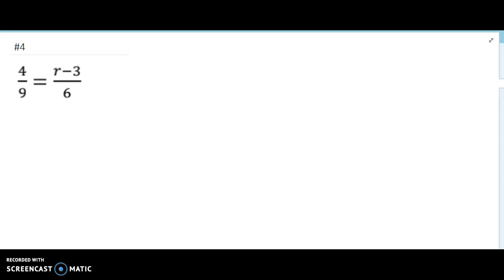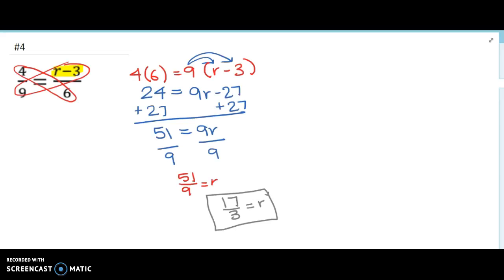All right, I want you to go ahead and do number 4 on your own. Use number 3 as an example, and then we'll go over it. All right, so once again, we multiply what's across from each other, diagonal from each other. And what I've highlighted here in yellow, I've put parentheses around, okay? So don't forget you have to distribute this 9 through, so you get 24 equals 9r minus 27. Add 27 to both sides, and you end up with 51 over 9, which simplifies. 3 goes into both of these numbers, so it simplifies to 17 over 3.